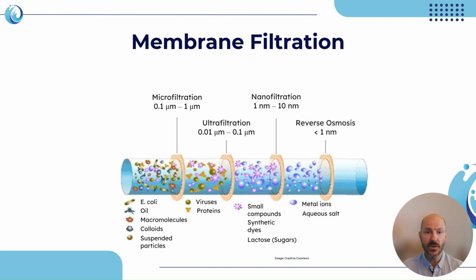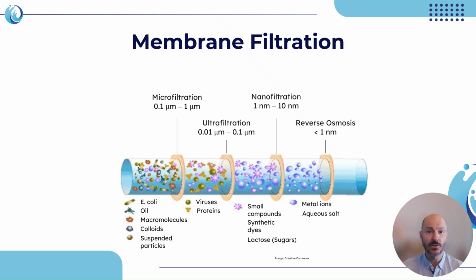Nanofiltration bridges the gap between ultrafiltration and reverse osmosis, with pore sizes of approximately 1 to 10 nanometers. It can remove divalent ions such as calcium and magnesium, color, and low molecular weight organic compounds. Nanofiltration offers chemical-level treatment performance, effectively softening water and reducing dissolved organic carbon and micropollutants.